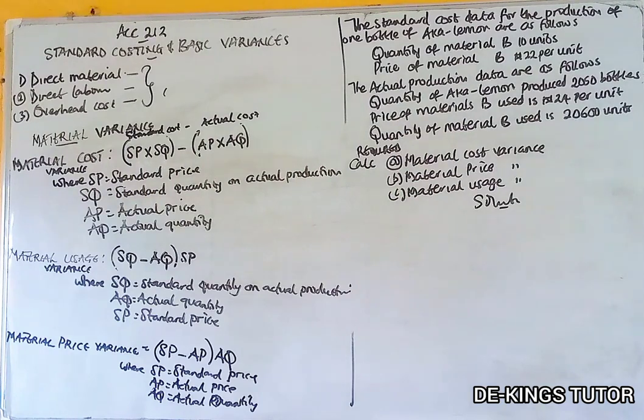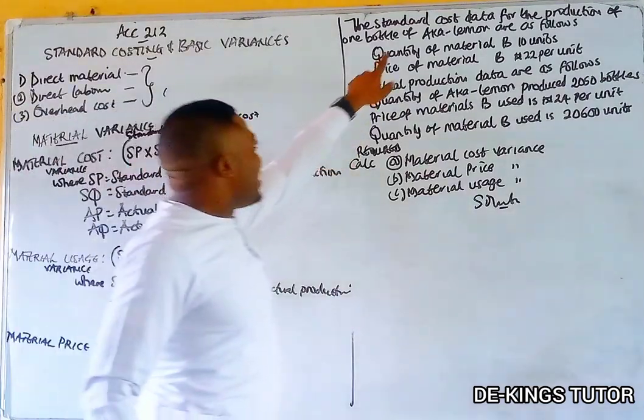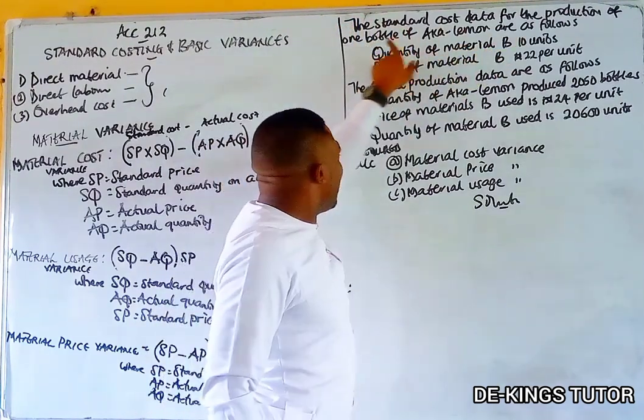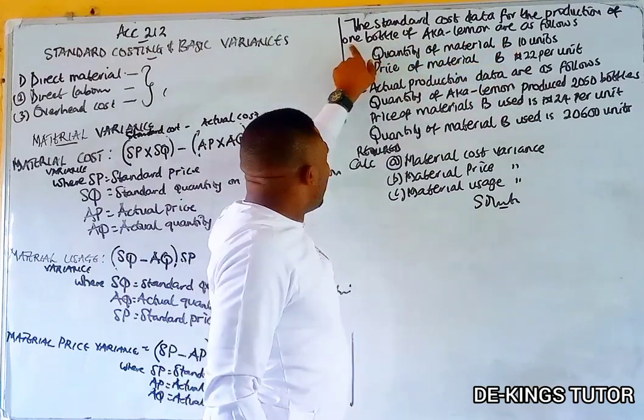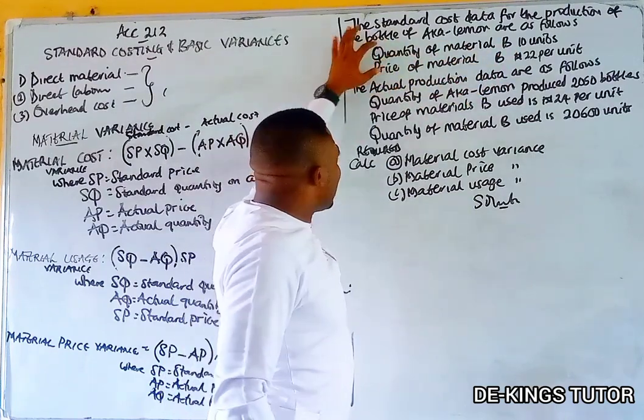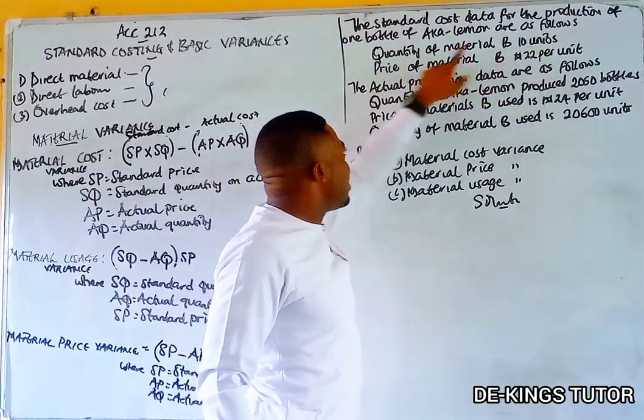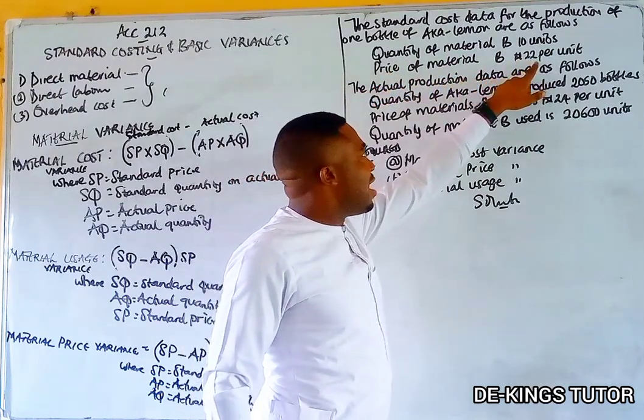Now let's solve this. We said the standard cost data for the production of one bottle of Aka lemon is as follows. Now look up. Quantity, now this is the standard. The standard quantity of material B is 10 units. The price of material B, 22 naira per unit.